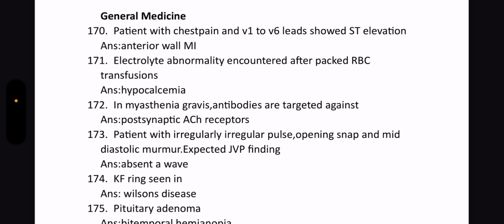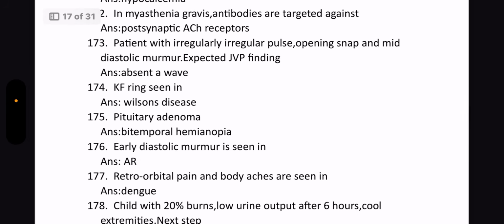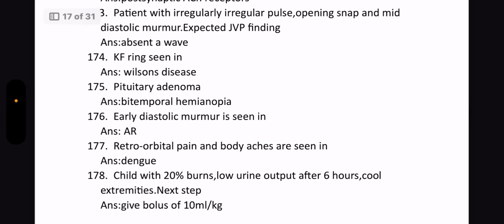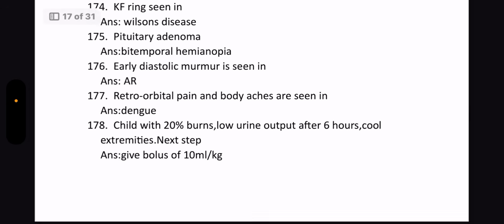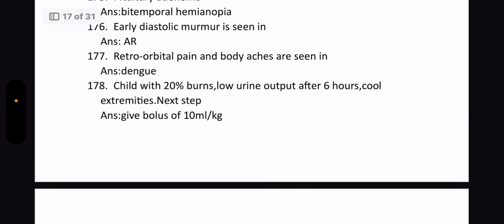Electrolyte abnormality encountered after packed RBC transfusion, hypocalcemia. In myasthenia gravis, antibodies are targeted against postsynaptic acetylcholine receptors. Patient with irregular pulse, opening snap and mid-diastolic murmur. JVP finding, absent A wave. KF ring seen in Wilson's disease. Pituitary adenoma. Answer, bitemporal hemianopia.